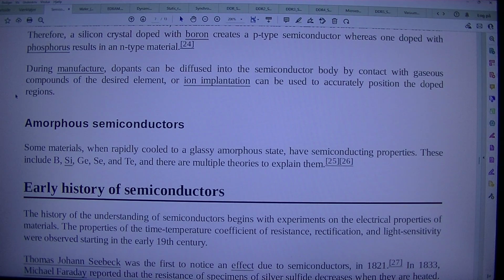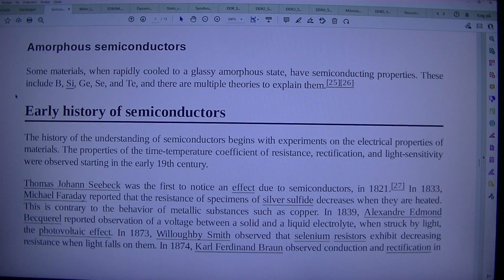Amorphous semiconductors. Some materials, when rapidly cooled to a glassy amorphous state, have semiconducting properties. These include B, Si, Ge, Se, and Te, and there are multiple theories to explain them. Early history of semiconductors.